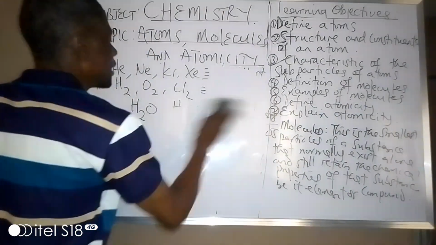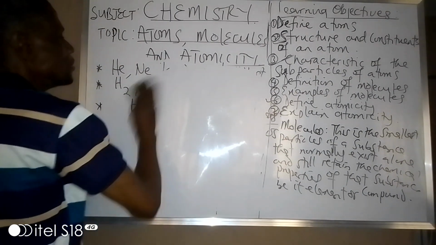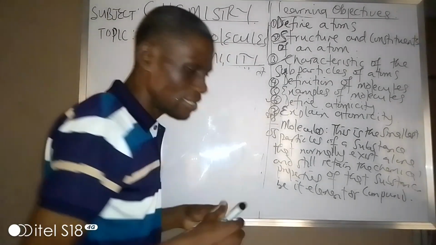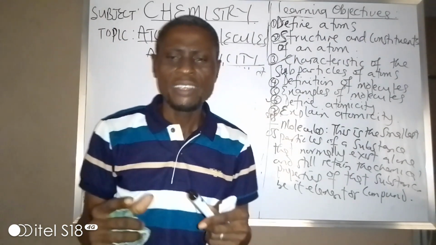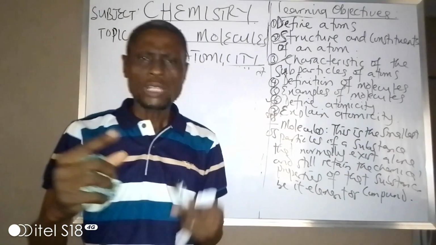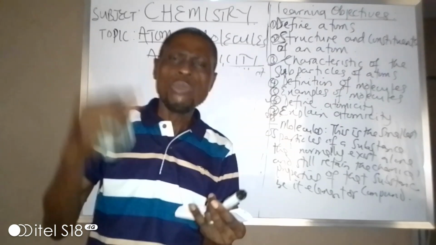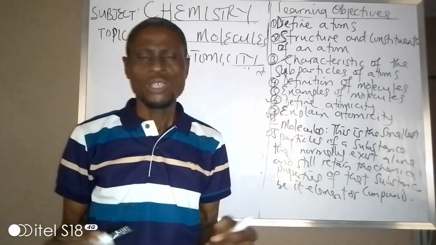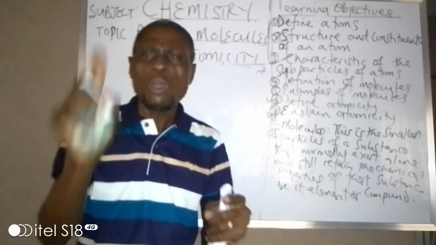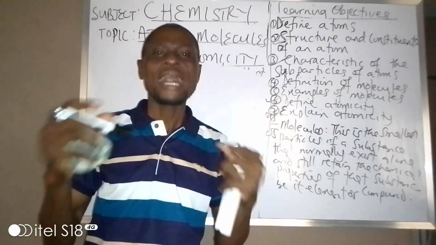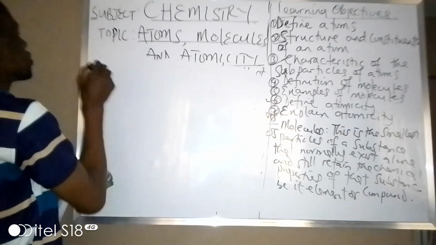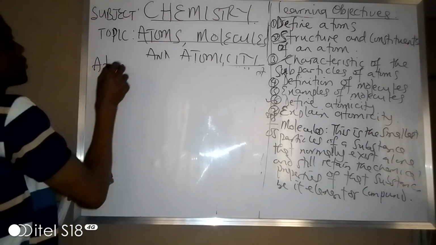Okay. Now let us look at the last learning objective, what we call atomicity. What is atomicity? Atomicity and atom are related. Atomicity has to do with the number of atoms present in one molecule of an element. So the number of atoms present in one molecule of an element is called atomicity. Let's put it down and explain more.